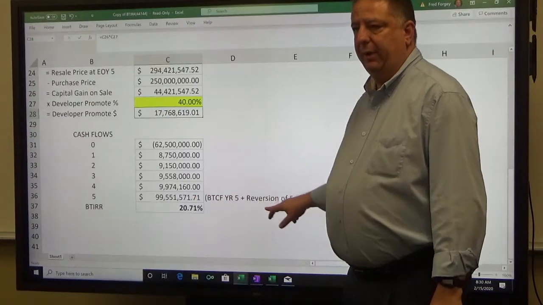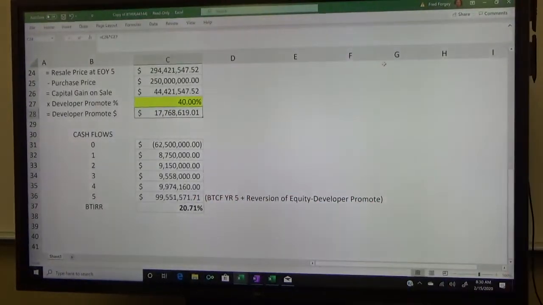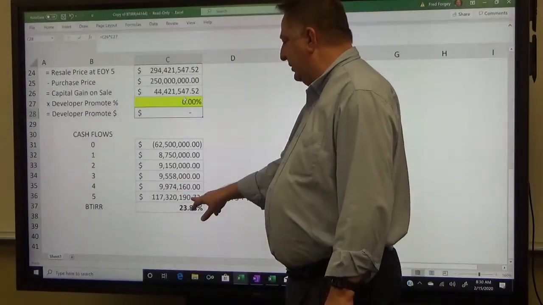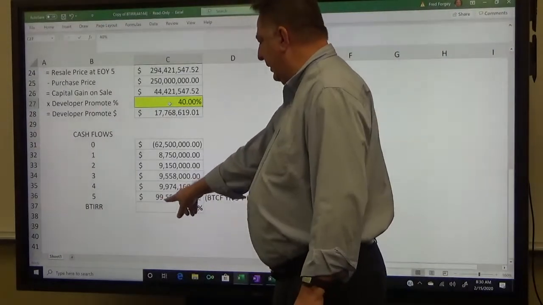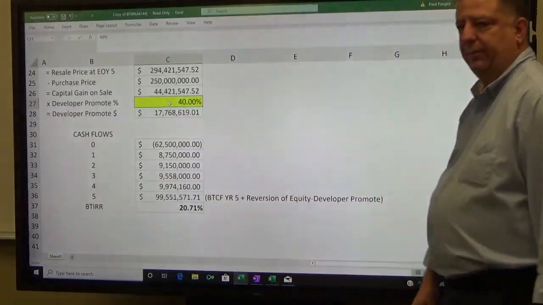All right, so if that's the case, what happens is that 17 million gets removed from this total reversion amount here at the end. So if we just walk back up here for a second, keep your eye on the year 5 cash flow. Without the promote being taken out, the investor would have gotten 117 million. With the promote being taken out, it drops down to basically 99 million, so it obviously drops about $17 million.